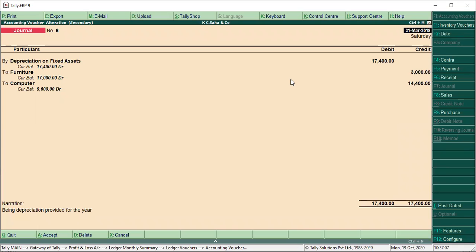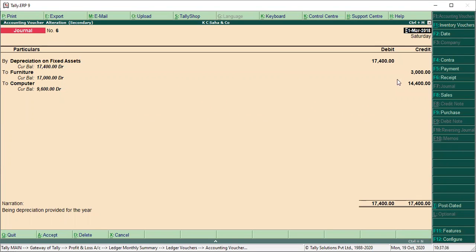Okay, so this entry is right or wrong? Just see the narration, that is they are saying that depreciation provided for the year. अपने करंट ईयर का डेप्रिसिएशन प्रोवाइड करना है. On 31st March you have passed the entry, that is depreciation account debit to furniture and computer. Entry is right? Yes. Everyone knows the entry? What is the entry for depreciation? Correct entry, ma'am. Yes, okay, correct entry.